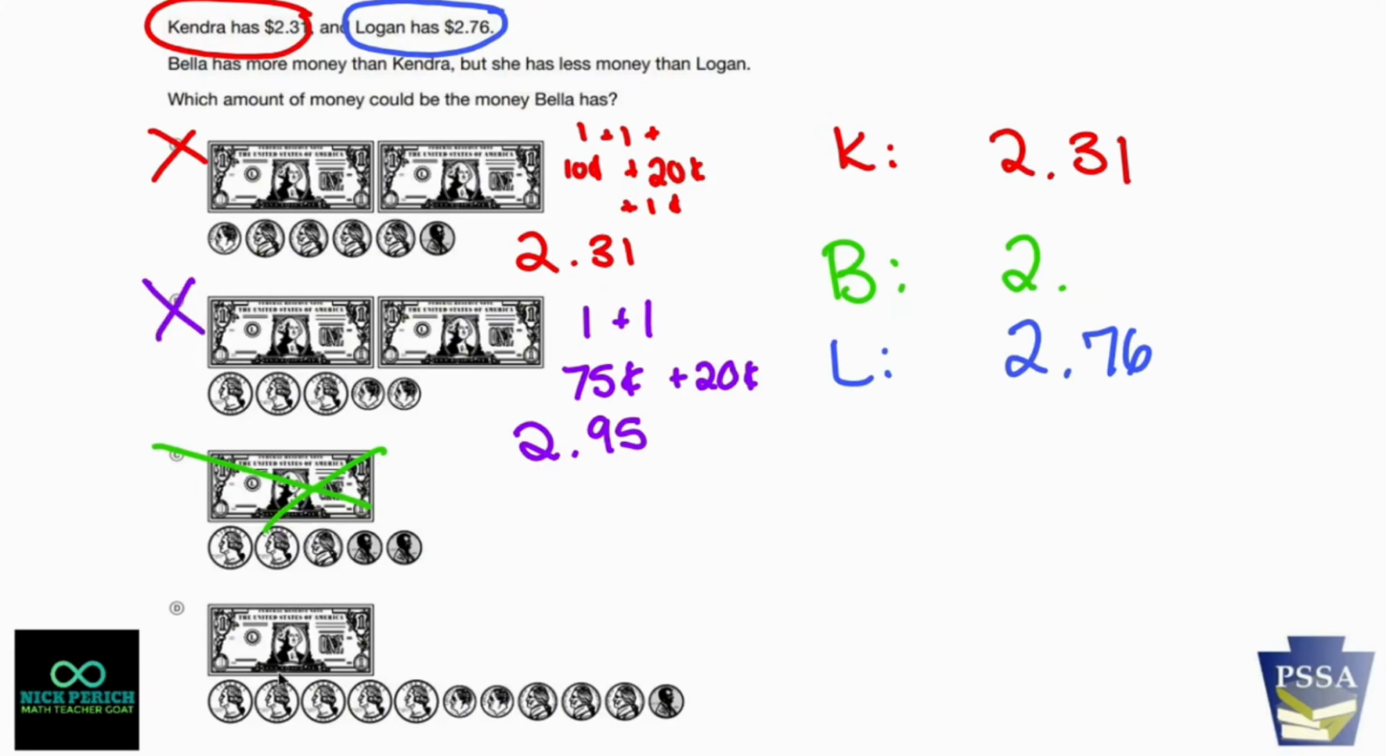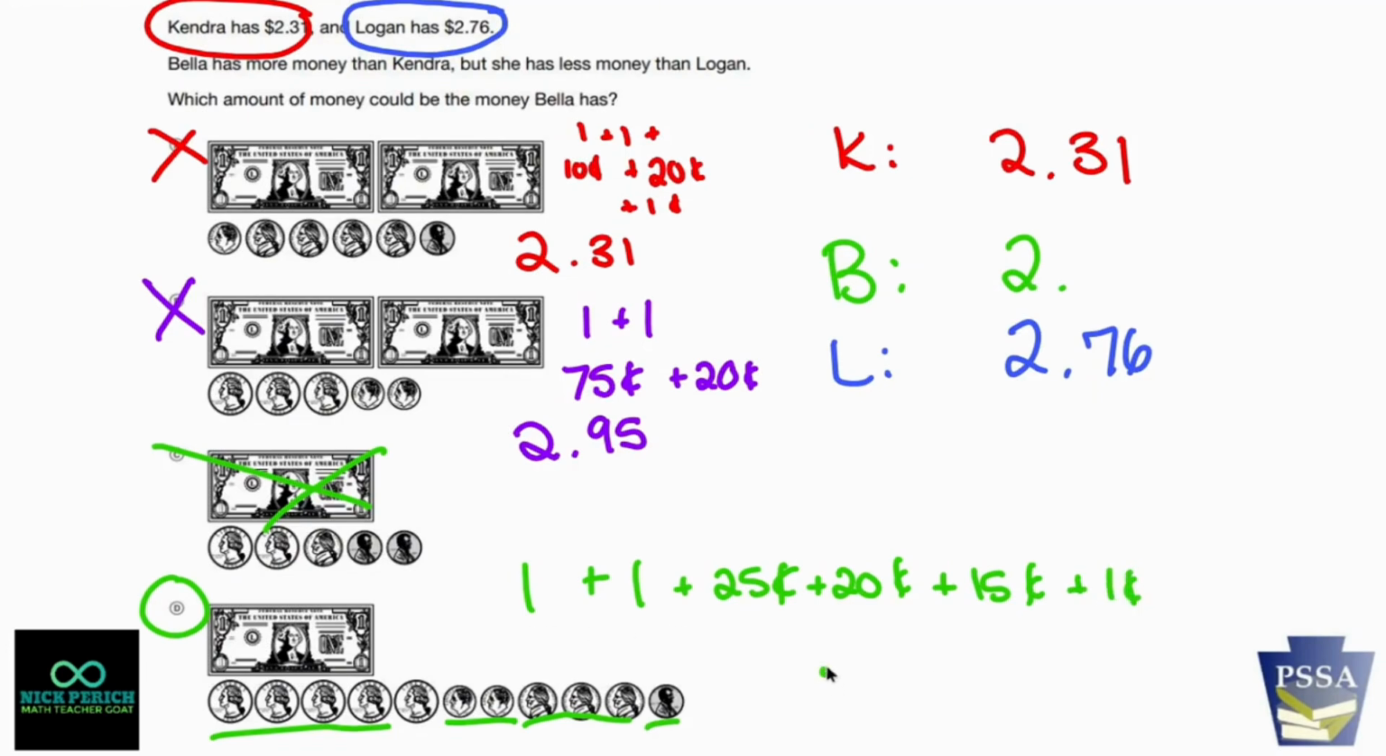So what's Bella going to be? It's got to be D. Because you have $1 plus 1, 2, 3, 4 quarters is another $1 plus 25 cents, okay, because it's a 5th quarter, plus 2 dimes is going to be 20 cents, plus 1, 2, 3 nickels is going to be 15 cents, plus a penny, which is a penny. So that's $2. 25 and 20 make 45. 45 plus 15 is 60, and 60 plus 1 is 61 cents.